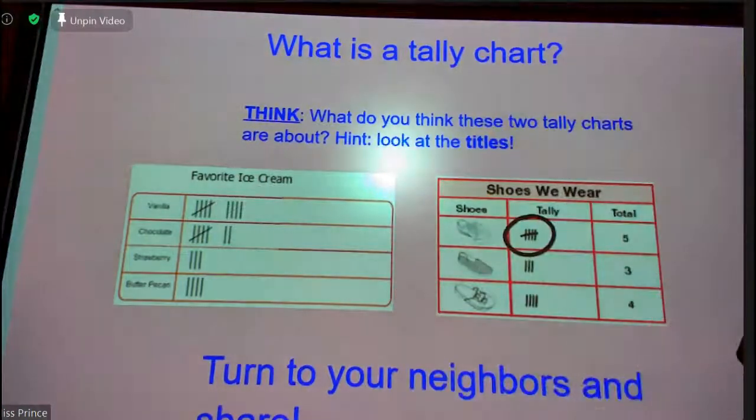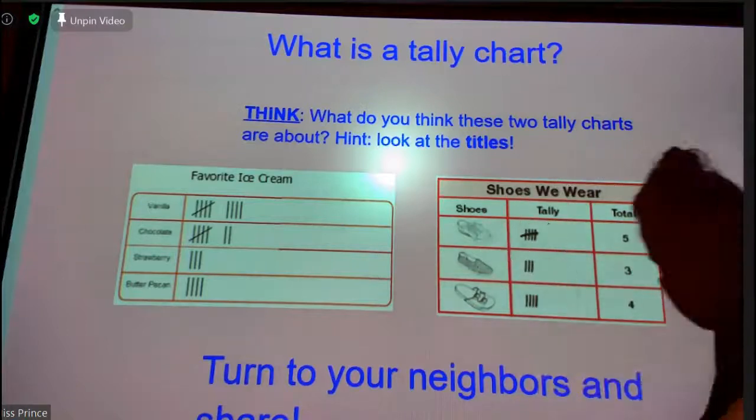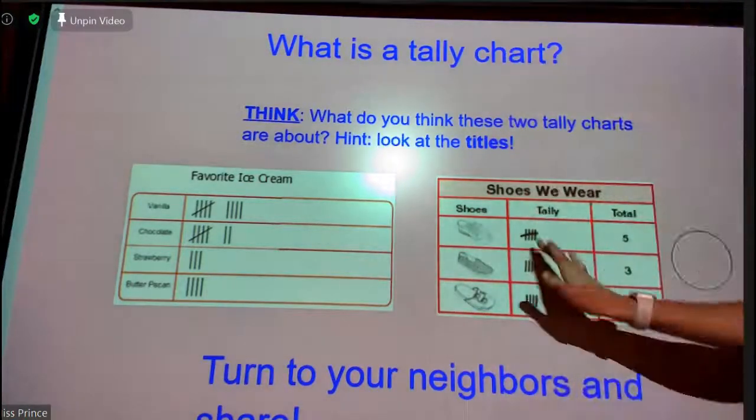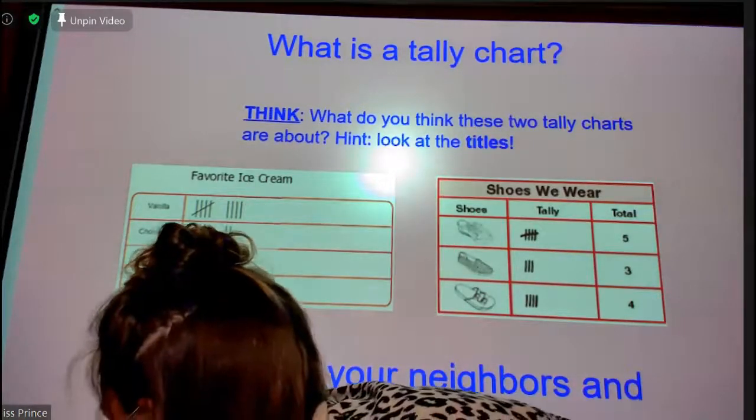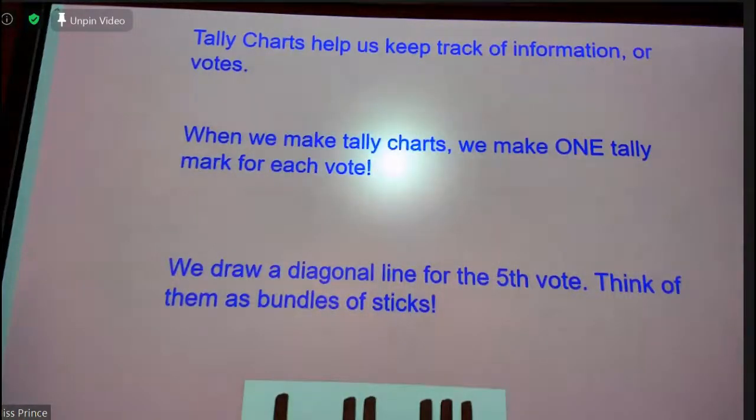Landon, I need you to raise your hand, okay? Thank you. So, we're going to go to the next page and read about what tally marks are.